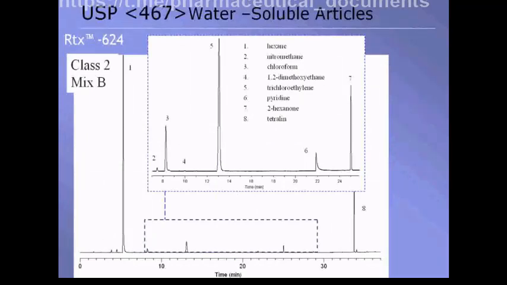We also see here's Class 2 Mix B on the RTX 624. So what we have is the overall analysis of our test samples. Our test article will then be prepared as described and run in correlation. If we pass the system suitabilities, we can then move forth into Procedure B.